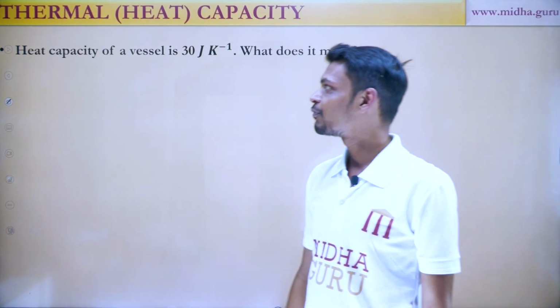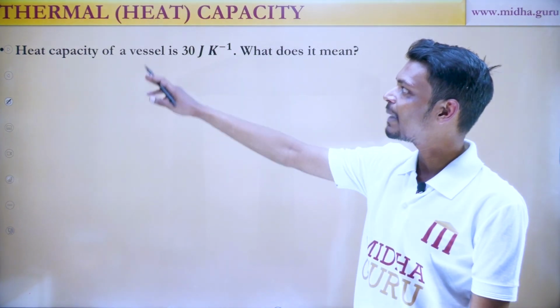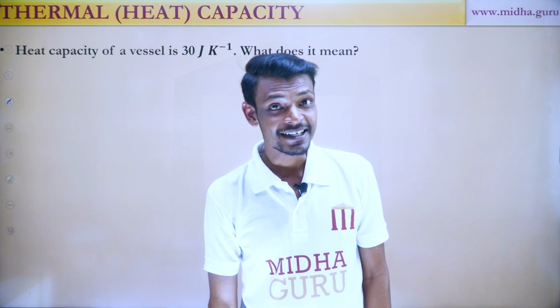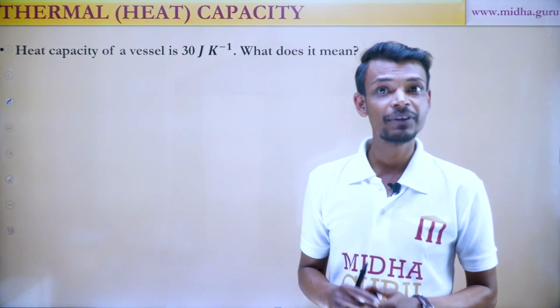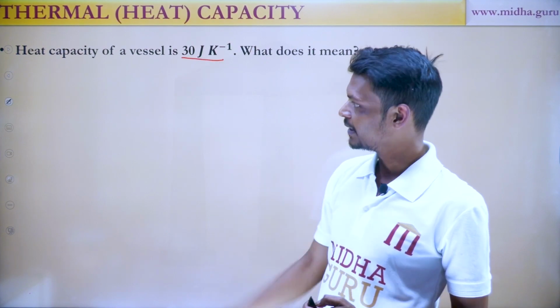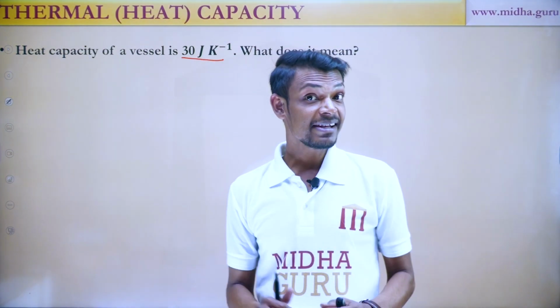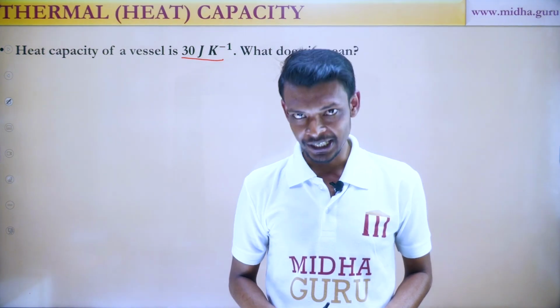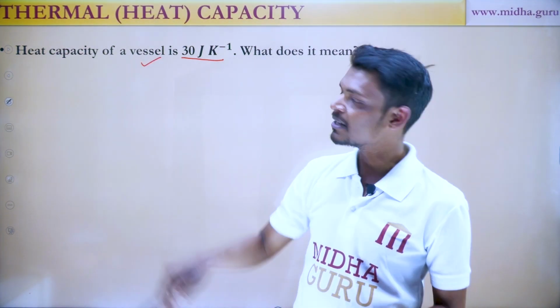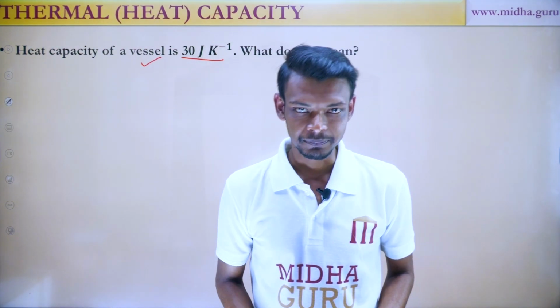Now here I have a question for you guys. It says heat capacity of a vessel is 30 Joule per Kelvin. What does this mean? In fact, the meaning of this statement is very simple. Heat capacity of a vessel is 30 Joule per Kelvin. It tells us that I need to supply 30 joules of heat energy to increase the temperature of the body, or in this case, the vessel, by 1 Kelvin.